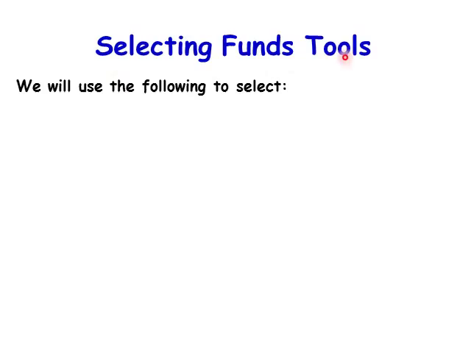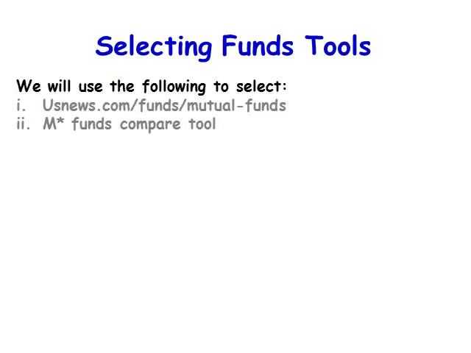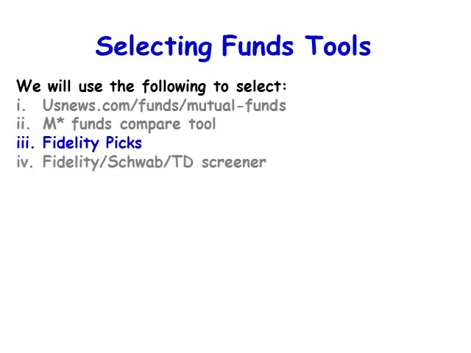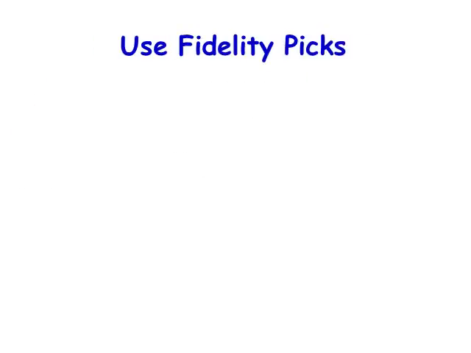We'll continue with tools here, and we'll use another tool now. We already used the first two. Now we'll do Fidelity picks. After that we do the screener, and then something else you might want to use. After the screener you can do anything else you want to. There may be other tools you might have access to. So we are going to use Fidelity picks.